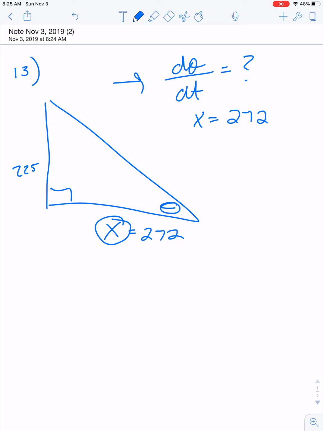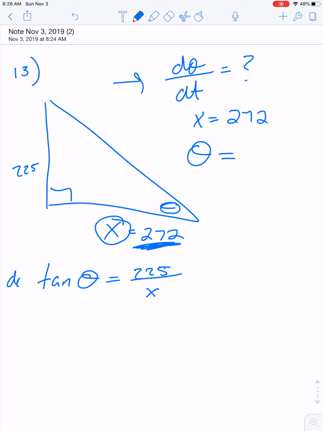So we know that we have opposite and we are interested in adjacent as well. So that would be tangent. So tangent of theta is equal to opposite over x. And you want to leave that as x. You're just using this point of interest when we calculate the actual rate of change. So again, up here, you'll want to figure out what that value of theta is when x is 272. So then you would derive both sides with respect to x.